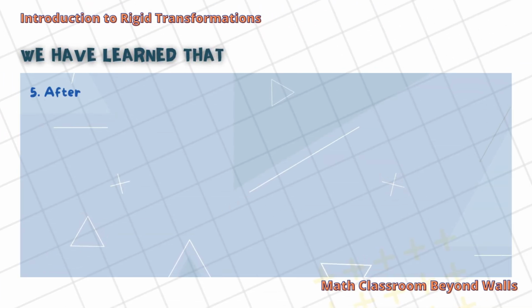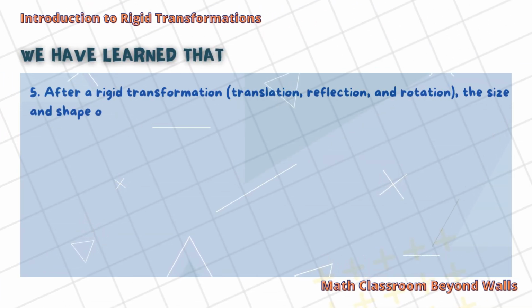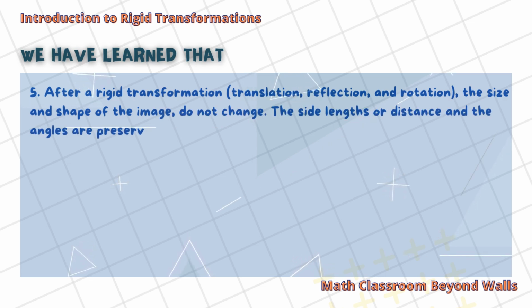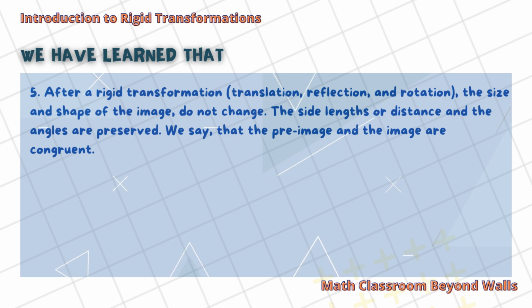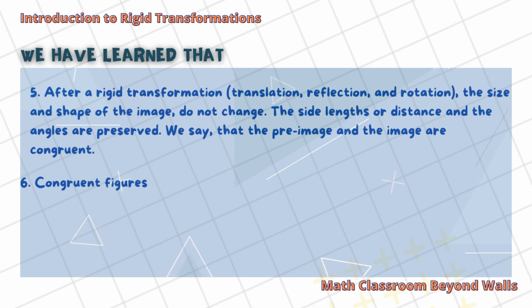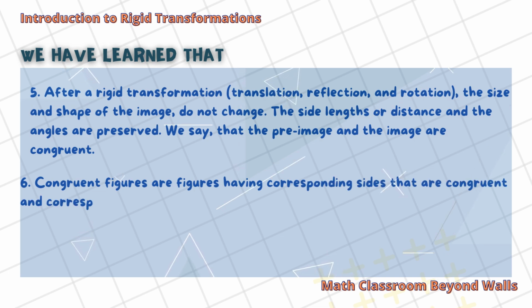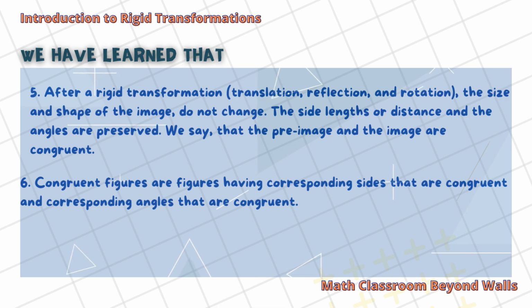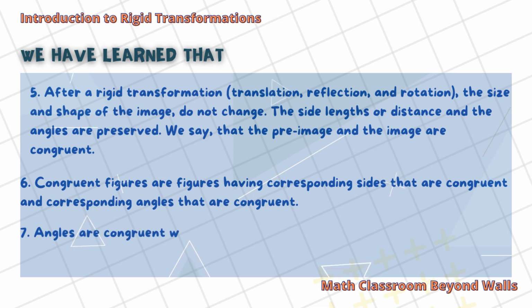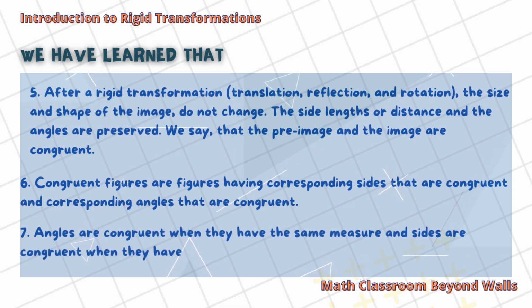Fifth, after a rigid transformation, such as translation, reflection, and rotation, the size and shape of the image do not change. The side lengths or distance and the angles are preserved. We say that the pre-image and the image are congruent. Sixth, congruent figures are figures having corresponding sides that are congruent and corresponding angles that are congruent.